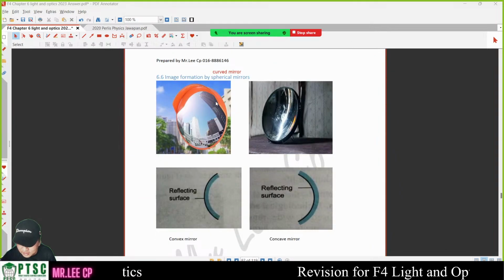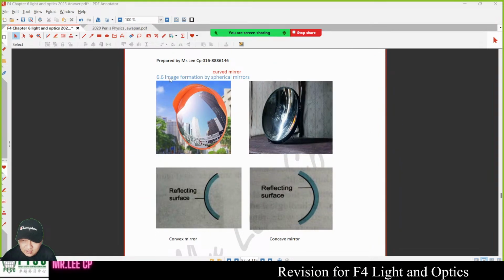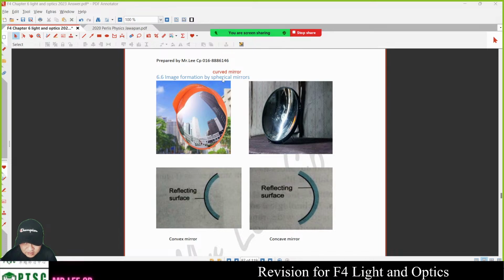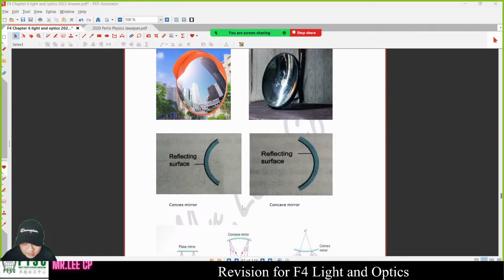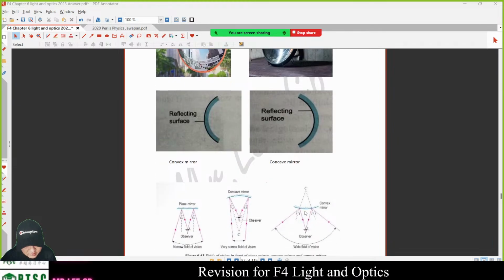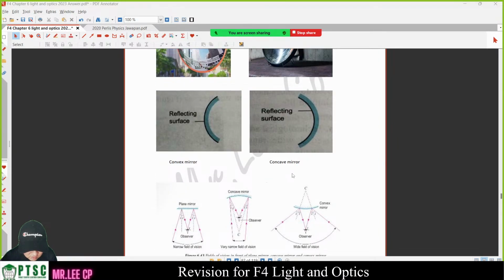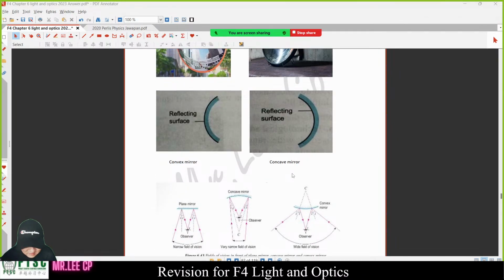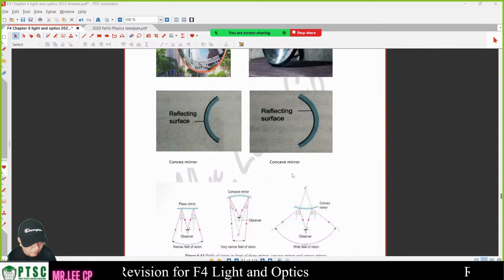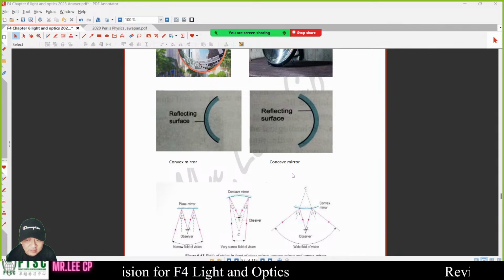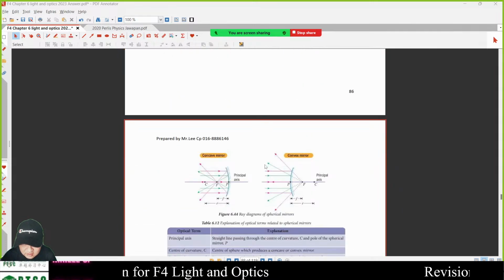Okay. And lastly, it is image formed by the curved mirror, spherical mirror. We have convex, we have concave. The drawing of convex and concave is totally terbalik (reversed) from the lens one. Okay, totally terbalik.